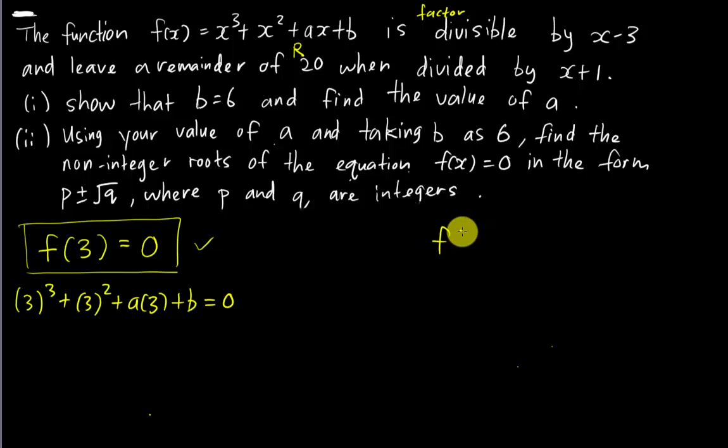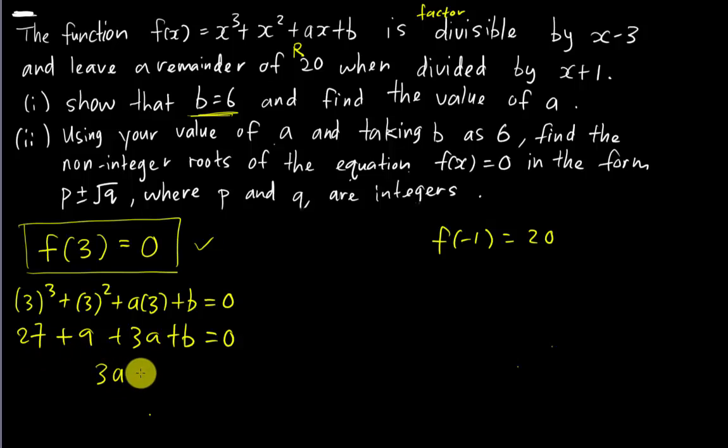Alright, this one I'm going to write somewhere else because there's not enough space here. This is f(-1) equals 20. From here, I will form the first equation: 27 plus 9 plus 3a plus b equals 0. In order to find b first, I will make a the subject. So 3a equals minus 36 minus b. So a basically is, divide by 3, negative 12 minus b over 3. I divide each term by 3. Okay, simple. I'm going to call this the first equation.